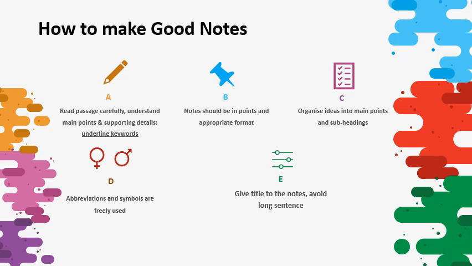D. Abbreviations and symbols are freely used. So feel free to use abbreviations and symbols whenever you're making notes. From the exam point of view, at least you should have 4 abbreviations. And E. Give a title to the notes, avoid long sentences. A title to the notes is very important and it shouldn't be a very long sentence. Again, it should be short but related to the topic.